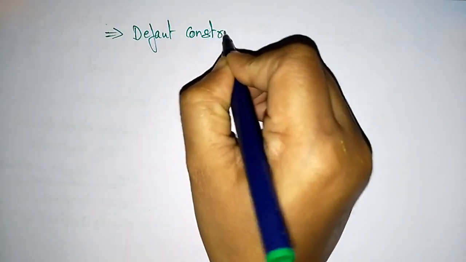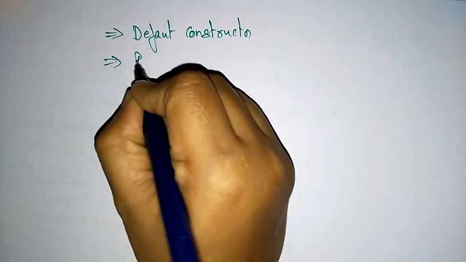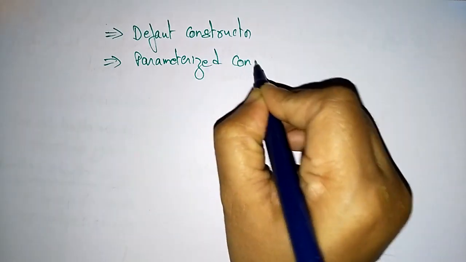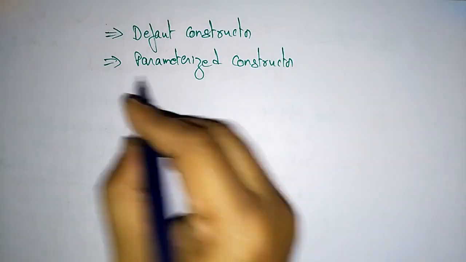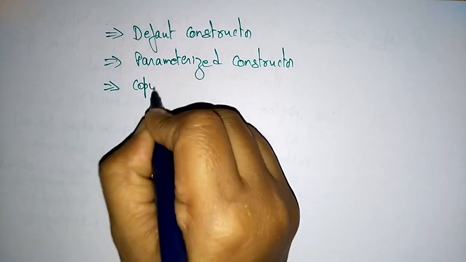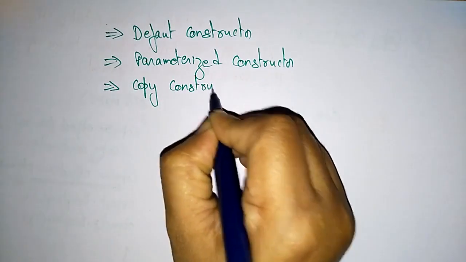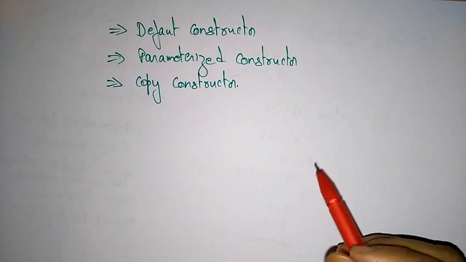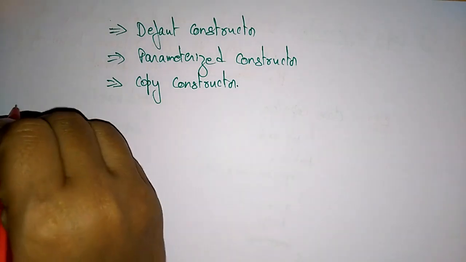Hi students, in the previous video I explained about the constructor and the different types of constructor: the default constructor, parameterized constructor, and the copy constructor. Okay, so these are the three different types of constructor. Now let us see the different ways of calling a constructor.